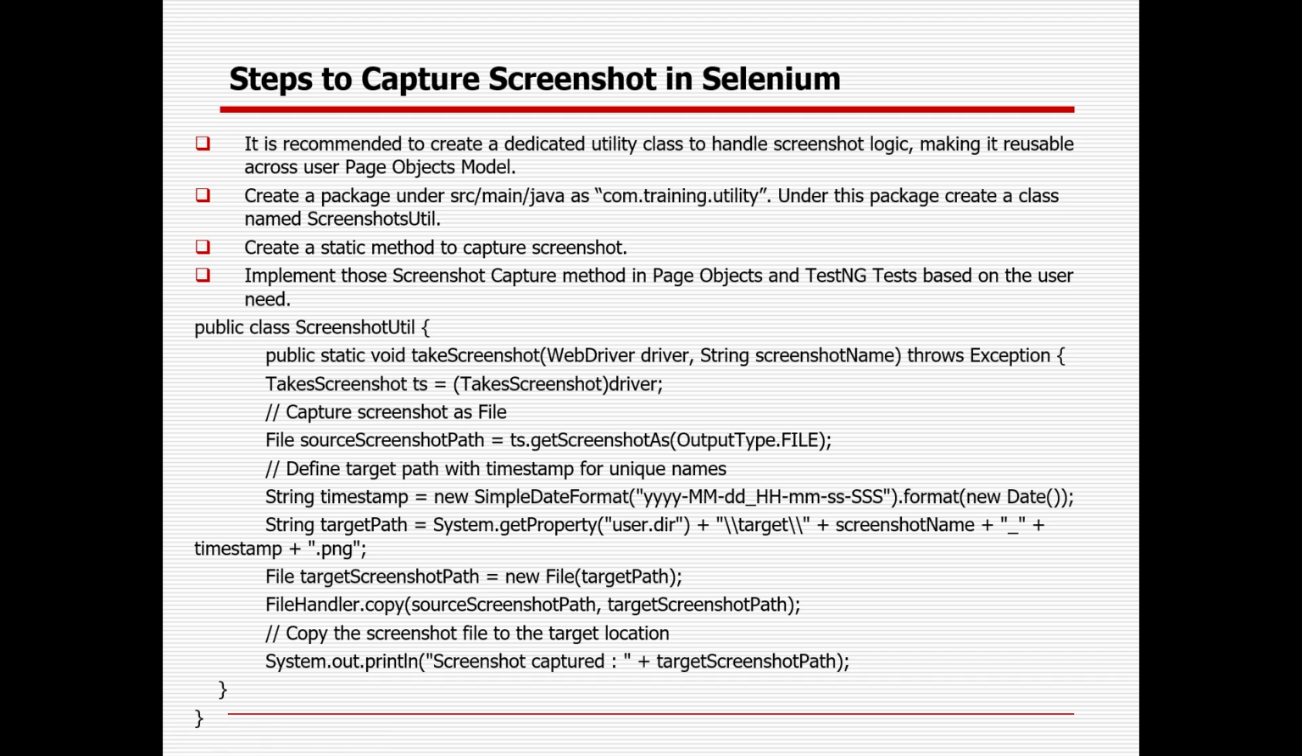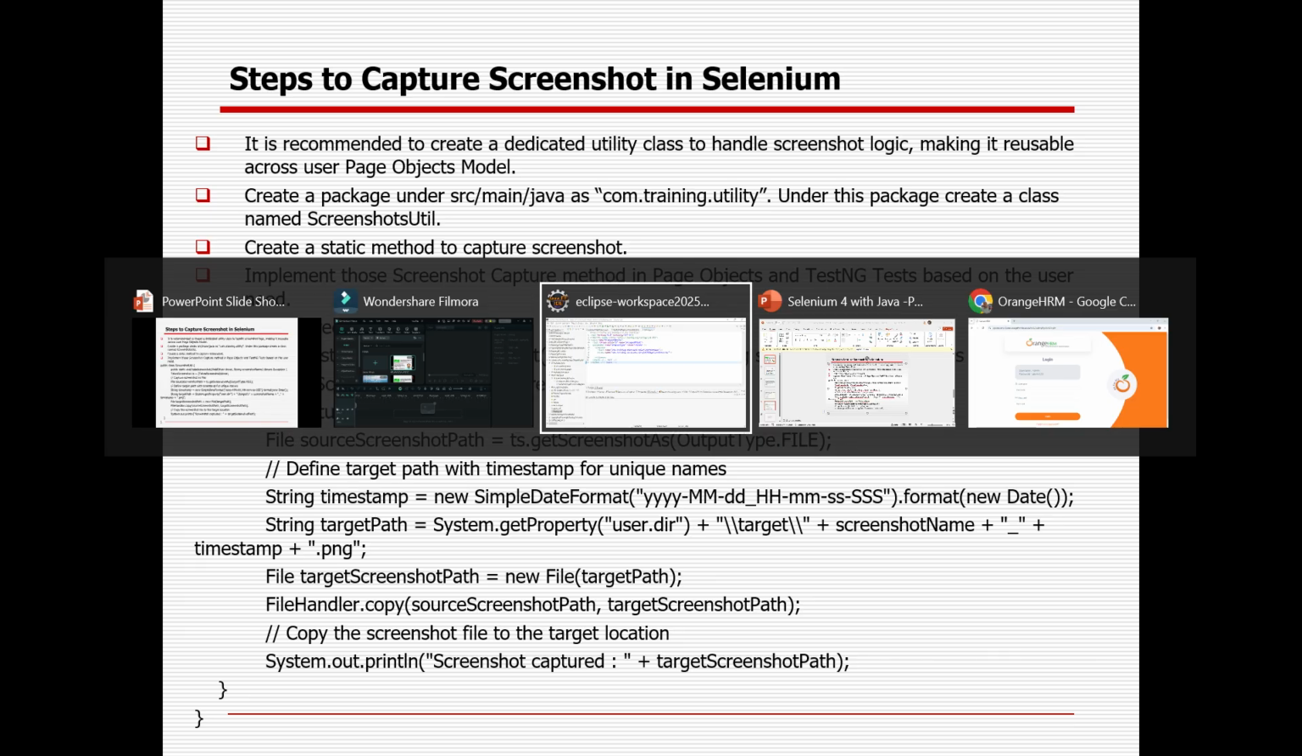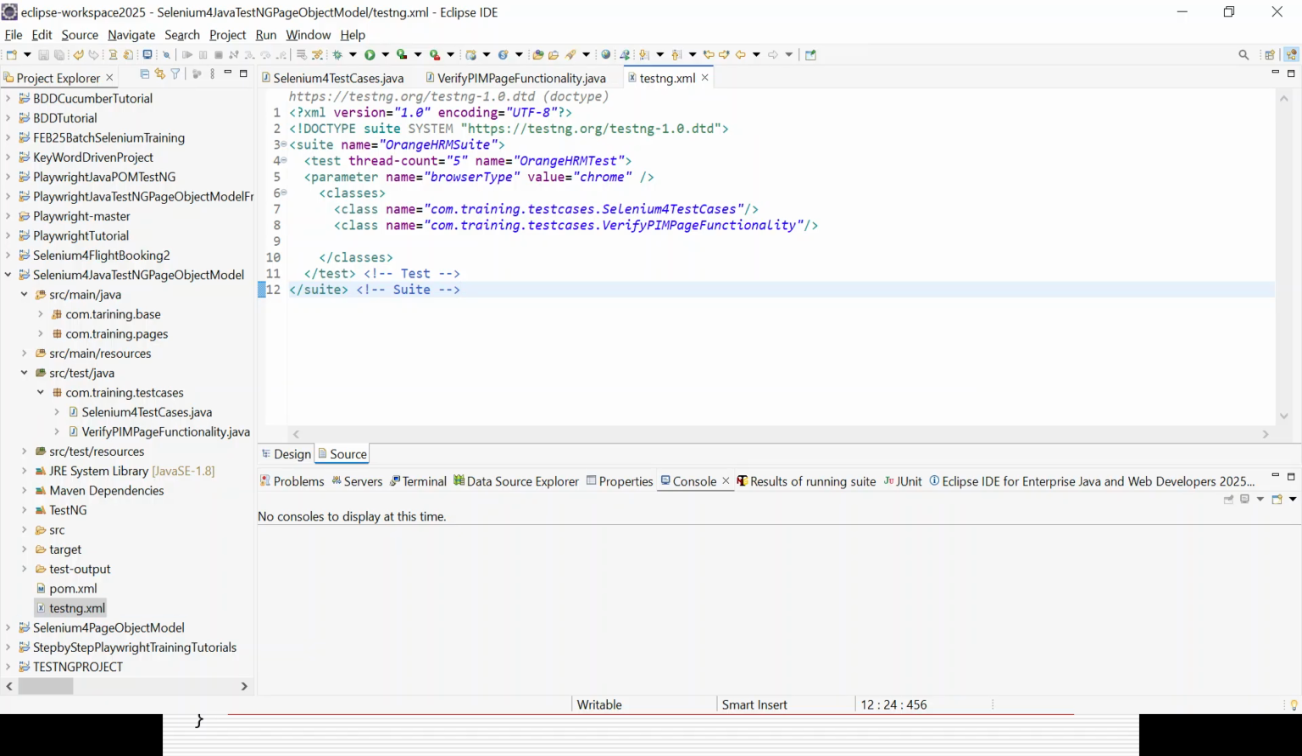Now we'll see the implementation of how we can capture the screenshot specific to test level. It is recommended to create a dedicated utility class to handle screenshot logic, making it reusable across the user's page object model. So first, we will go to the src main java folder. This is the project structure we are managing, the Selenium for Java TestNG page object model project, and we can go to that src main java folder.